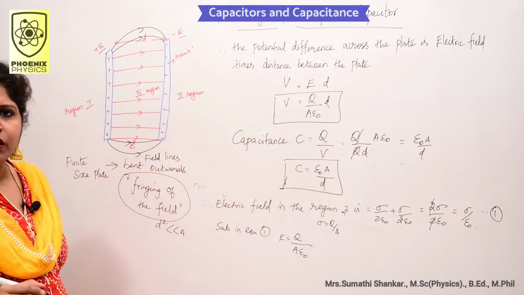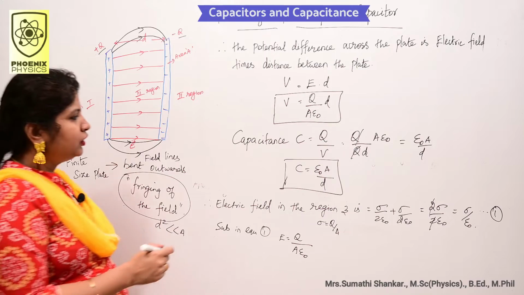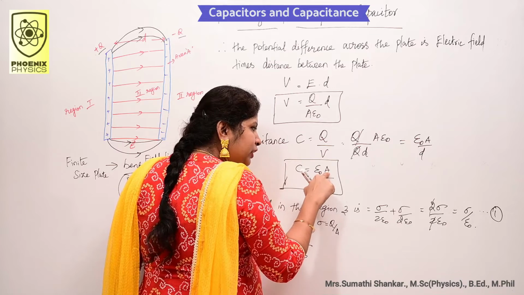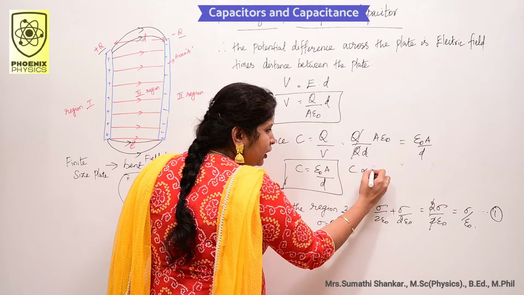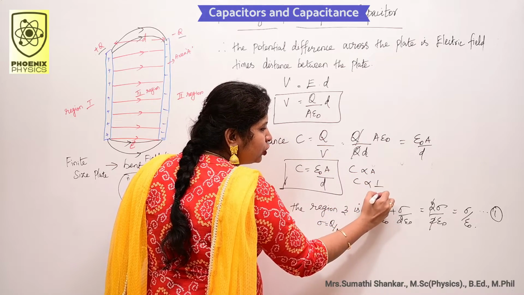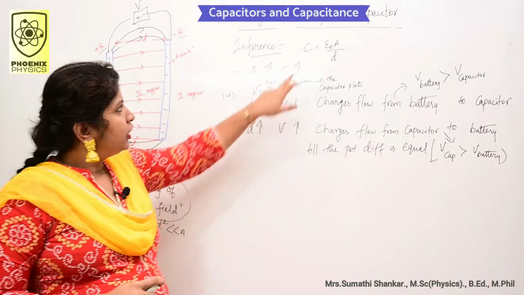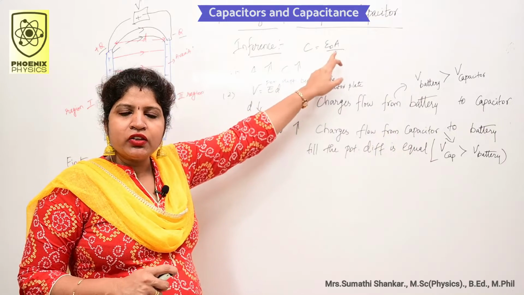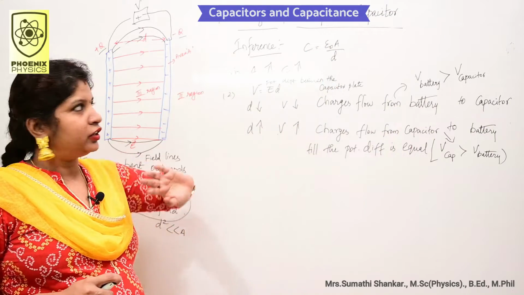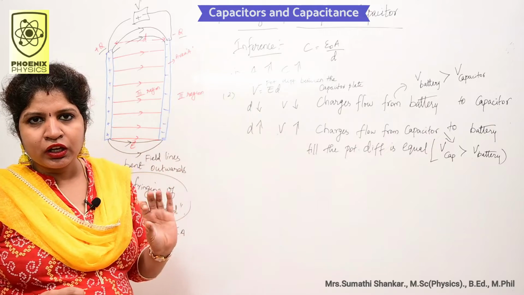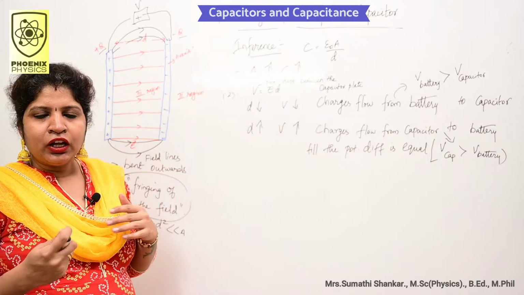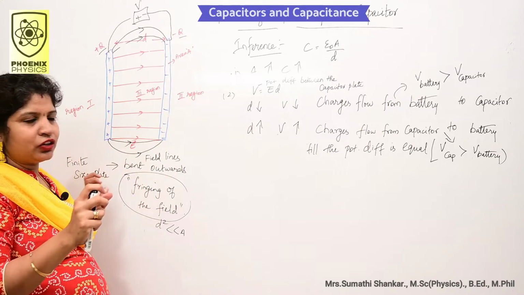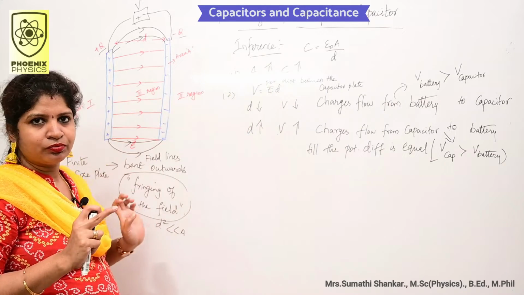From this formula you can conclude that the capacitance C is directly proportional to the area of cross section A and inversely proportional to the distance between the plate. If A increases, C also increases. What is A? A is nothing but area of cross section of the plate. C is capacitance, which means if A is increased, more charges can be distributed for same potential difference. So the capacitance C is increased.